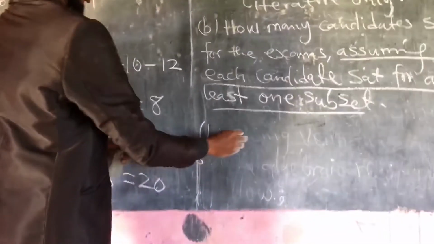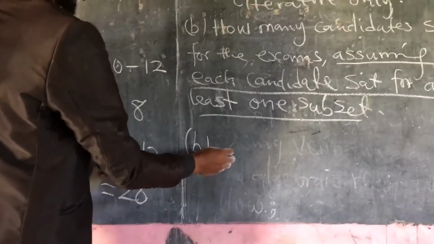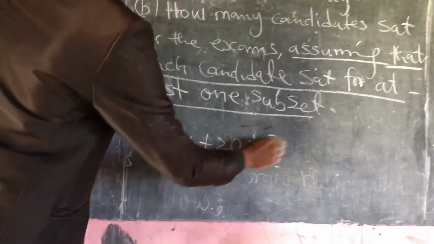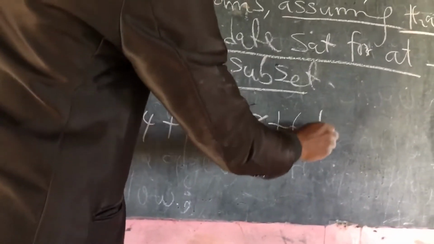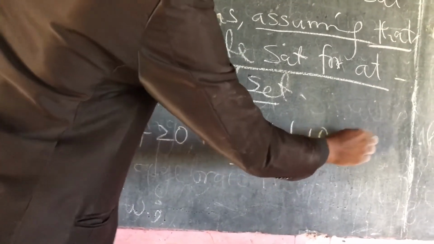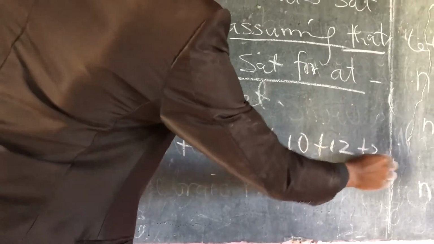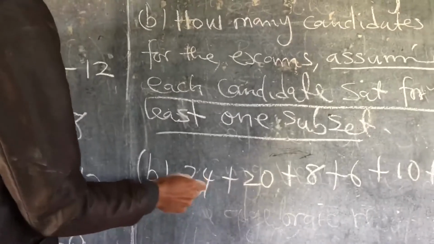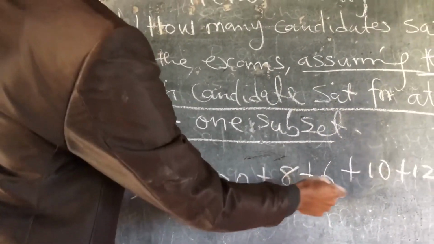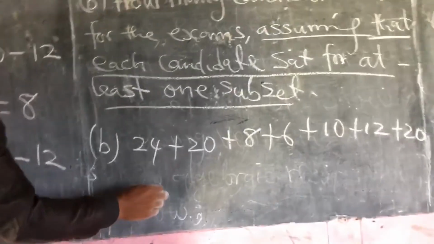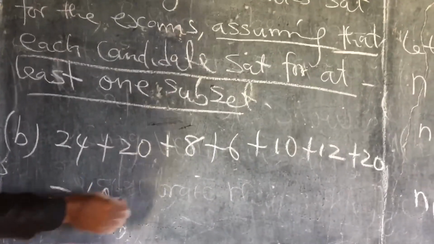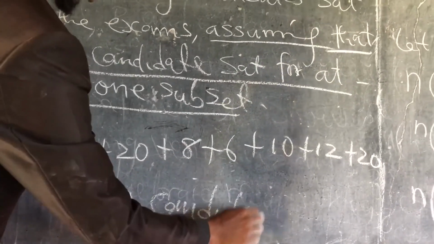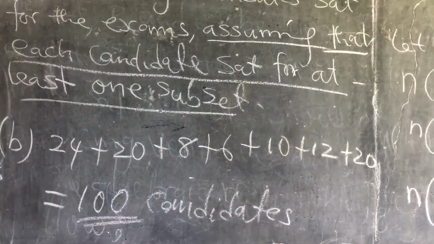So our B now is 24 plus 20 plus 8 plus 6 plus 10 plus 12 plus 20. If we add everything, this plus this plus this plus this plus this, we will get 100. So 100 candidates sat for the exams.